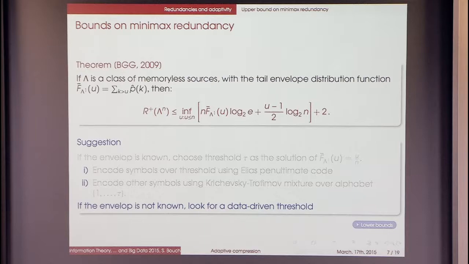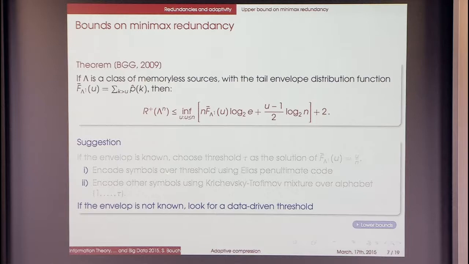Well, let's get bounds on minimax redundancy for those envelope classes. So we start with an old result with Aurélien. If you have an envelope class defined by its envelope distribution in this way, then you have an upper bound, which is often tight, but not completely tight, that has the following interpretation. It is the infimum over U, where you put U smaller than n, of a part of, say, the tail functions. And here you get an expression that recalls the minimax redundancy for coding over finite alphabets. This is a suggestion for a coding strategy. Actually, if the envelope is known, a good coding strategy consists in choosing a threshold that is the solution of this equation, approximate solutions.